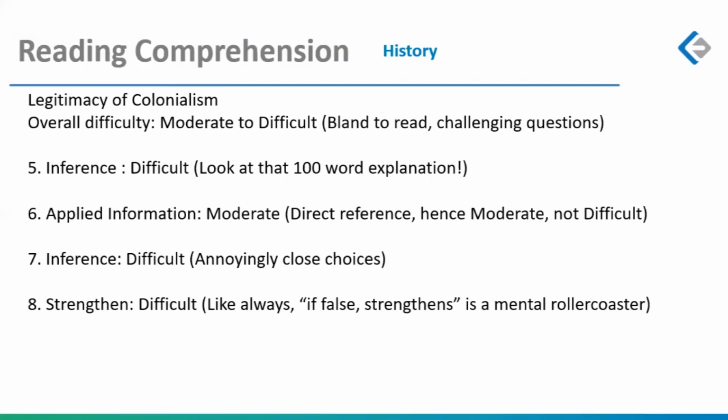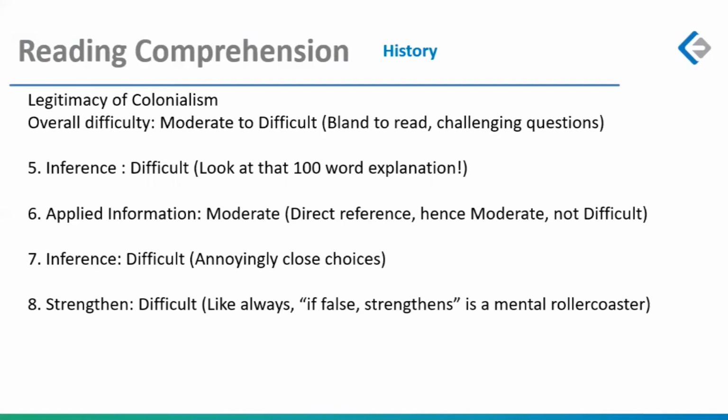Questions were ridiculously challenging. This was undoubtedly the passage with the toughest questions across all 4. So you had an inference. In fact, both the inference questions were very difficult. The 5th one, obviously, if you look at the explanation, you realize how tough it was. The 7th one, way too close choices.